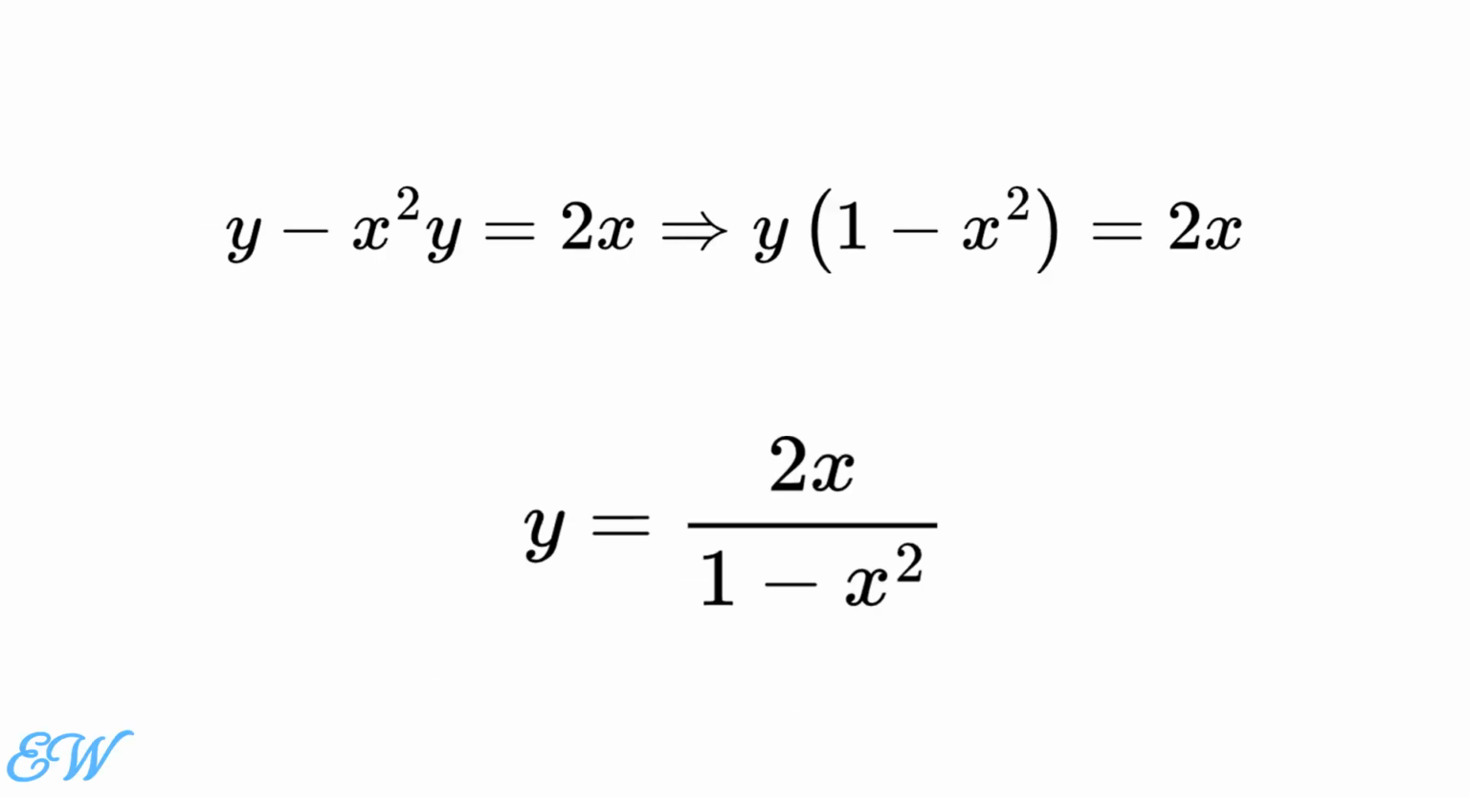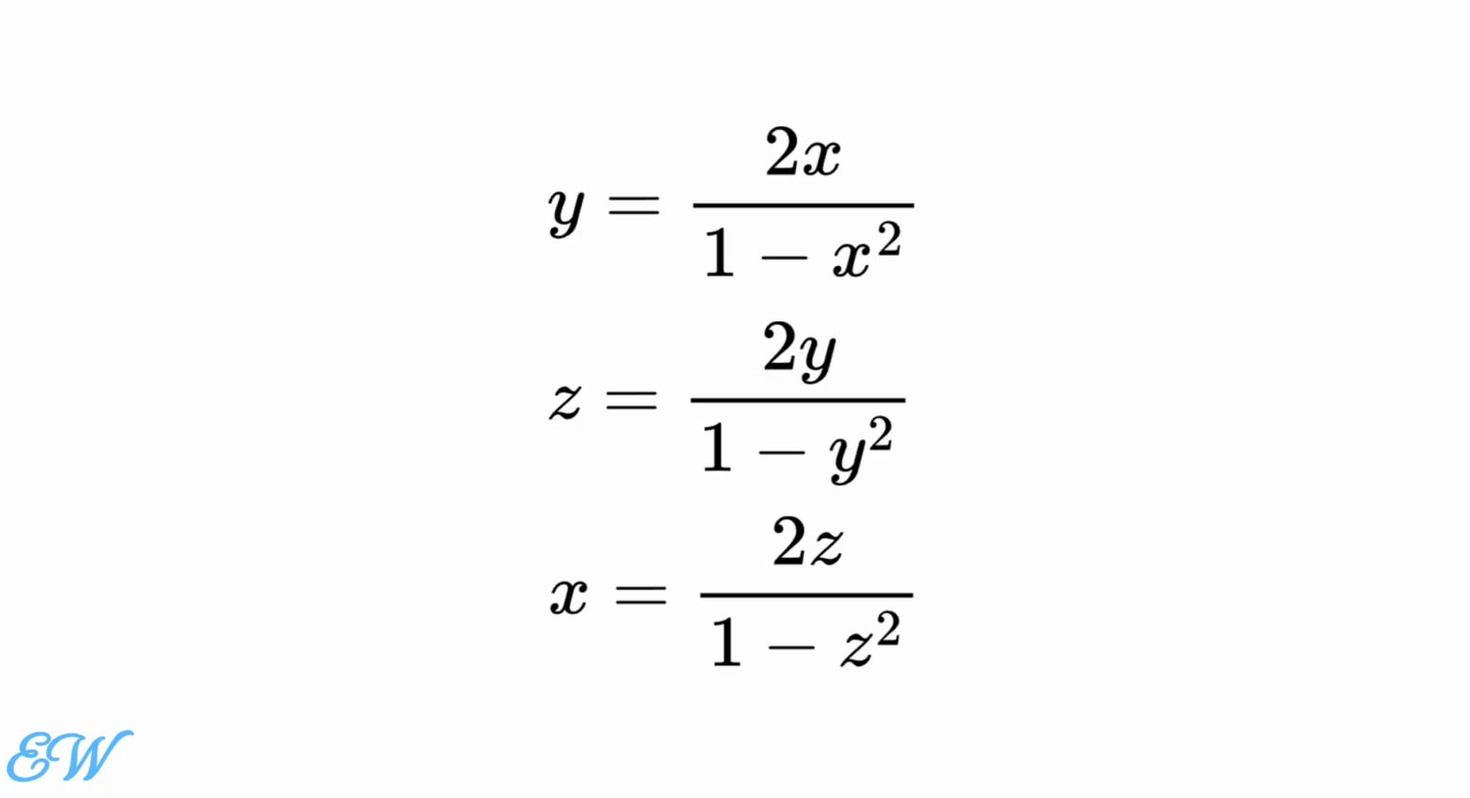Okay, so first we will move all the y terms to one side and all the x terms to the other side. Then we can factor out a y from the left side, and we can divide both sides by 1 minus x squared to get that y is equal to 2x over 1 minus x squared. One way to prove that 1 minus x squared is not equal to 0 is to say that x squared is equal to 1. Then we can plug that into our equation and get that y times 0 is equal to 2x, meaning that x is equal to 0, which is a contradiction, which means that 1 minus x squared is not equal to 0.